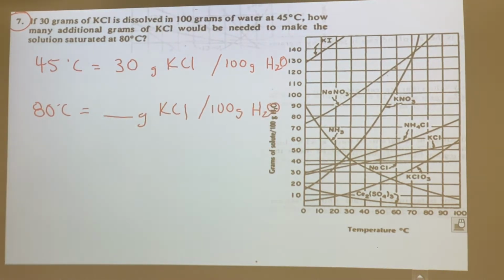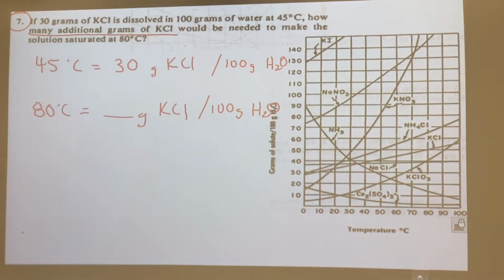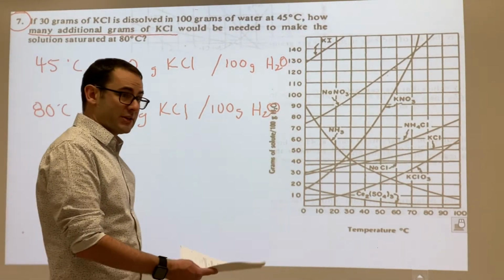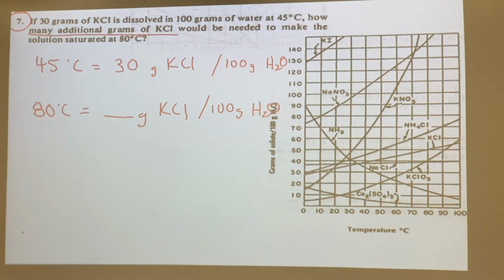And the question is, how many additional grams would be needed to make the solution saturated at 80 degrees Celsius? So what about that chart tells you about saturation? What do we need it to do? Touch the line. It needed to touch the line. Yeah, exactly. Is it touching the line right now?